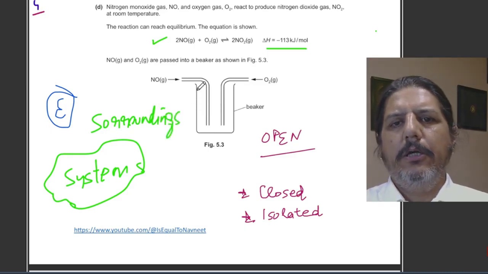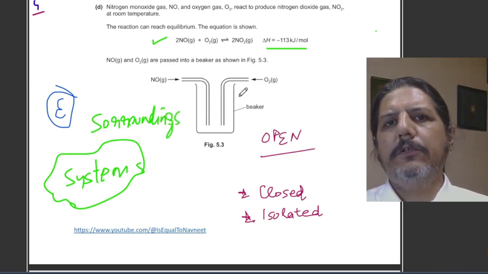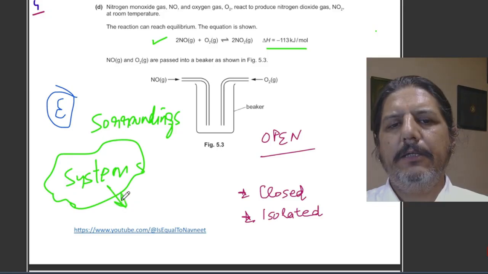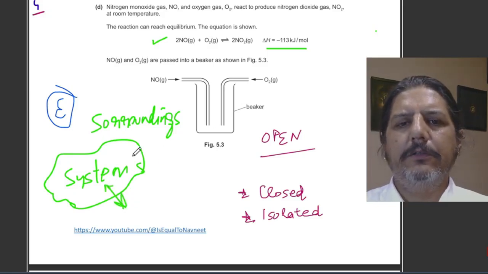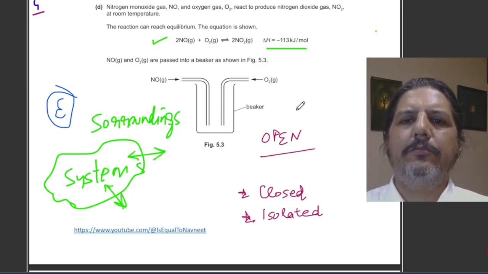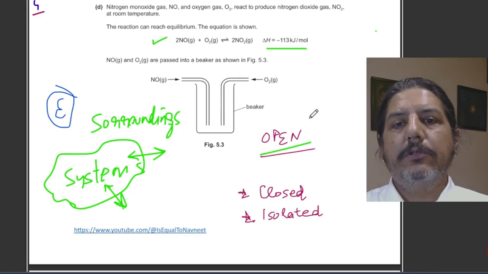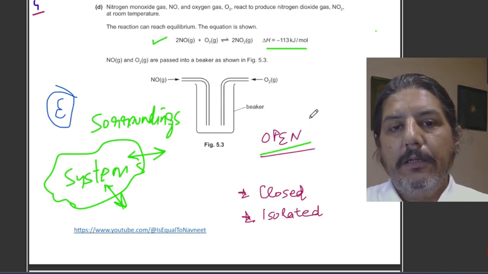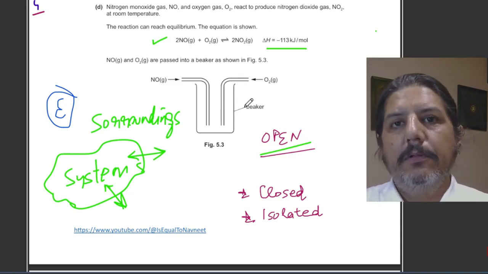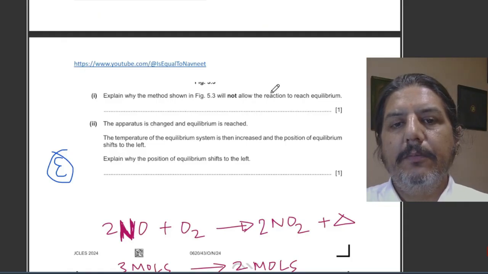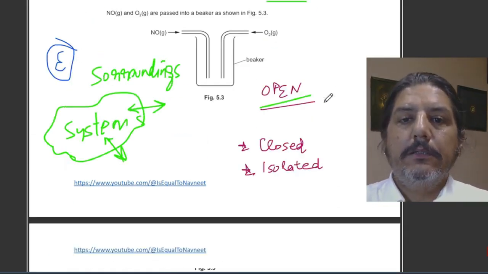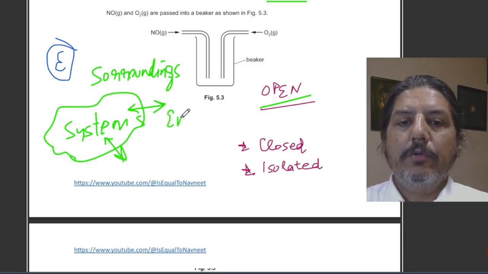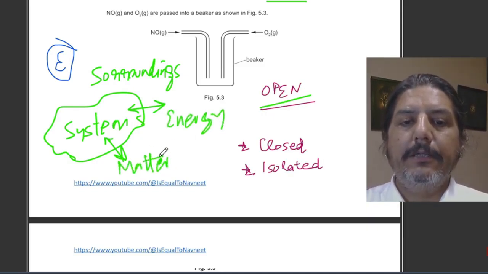Now, if you look, this is an open system, because matter can be exchanged with the surroundings, as well as energy. So it's an open system. That is why we can't have an equilibrium state in this. So explain why a beaker does not allow the reaction to reach equilibrium: energy exchange is okay, but you can't have matter exchange. And why can't you have a matter exchange?